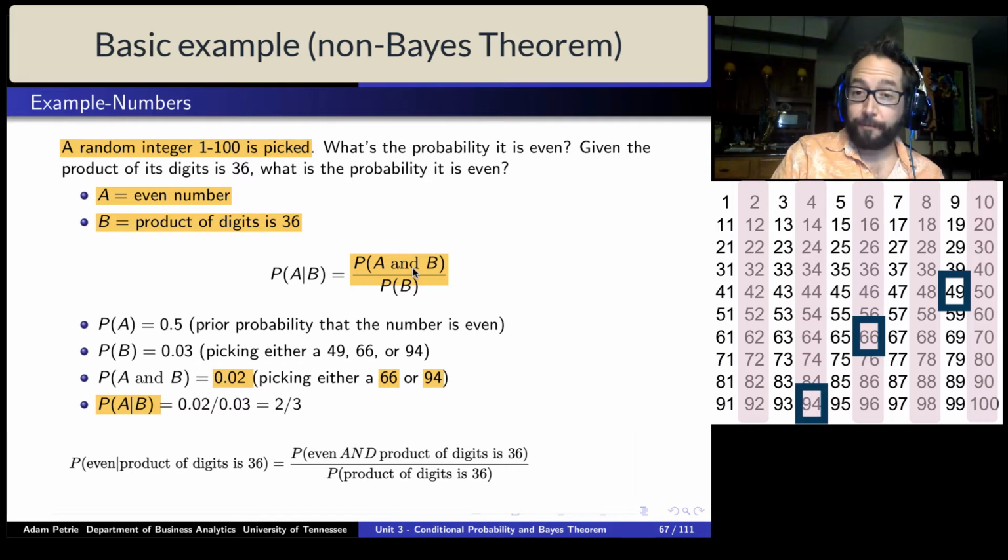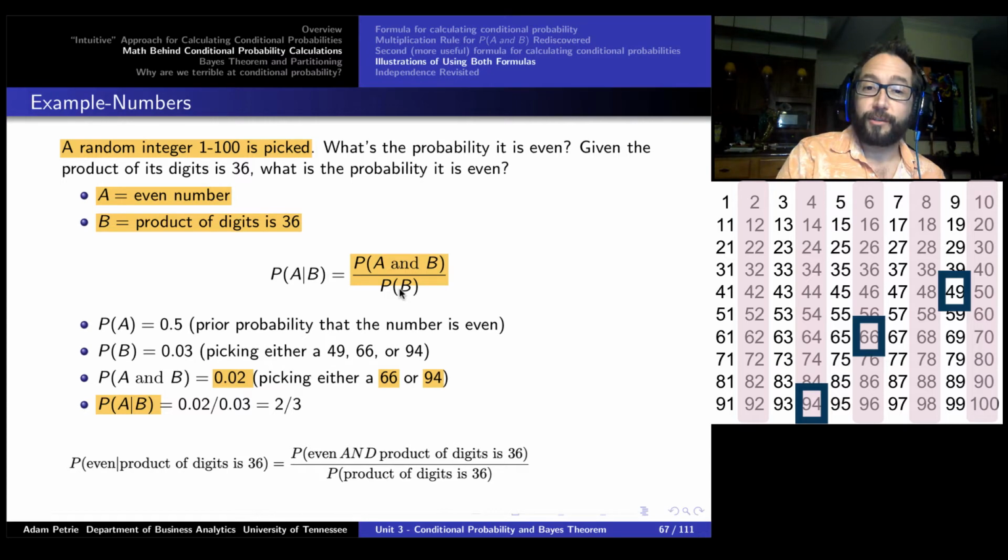Well, according to our formula, I just need to take the joint probability, the probability that both these events occur, which we just derived to be 0.02, and divide by the probability of the event on which we're conditioning, the probability of B, the probability that the product of the digits was 36, which we calculated to be 0.03. So 0.02 divided by 0.03, 2/3.